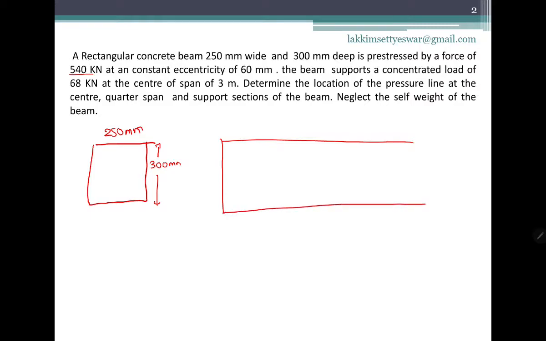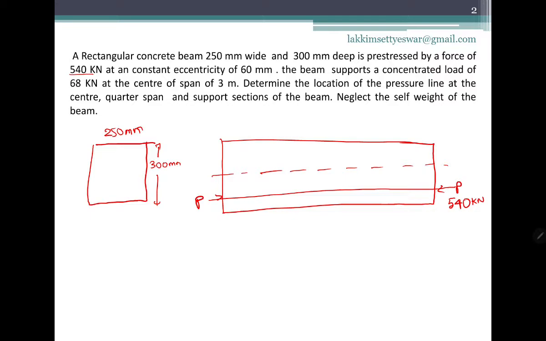So the beam type is eccentric pre-stressing, with the pre-stressing force magnitude of 540 kilonewton, the P value. The eccentricity is 60 mm. The beam supports a concentrated load of 68 kilonewton at the center of the span of 3 meters. So the beam length is 3 meters, and the point load on the top of the beam is 68 kilonewton.